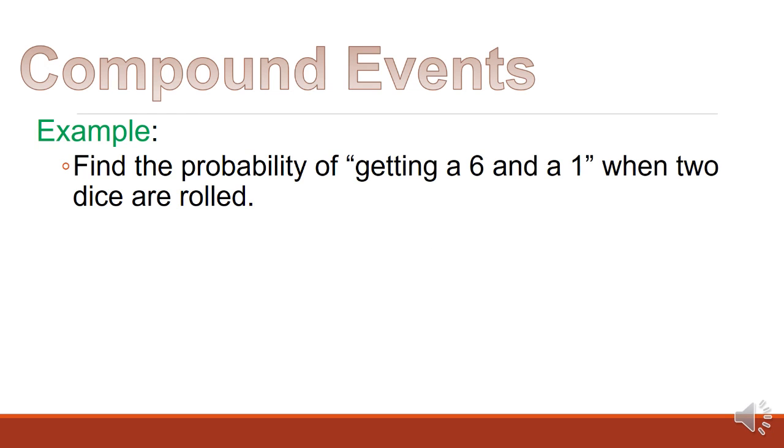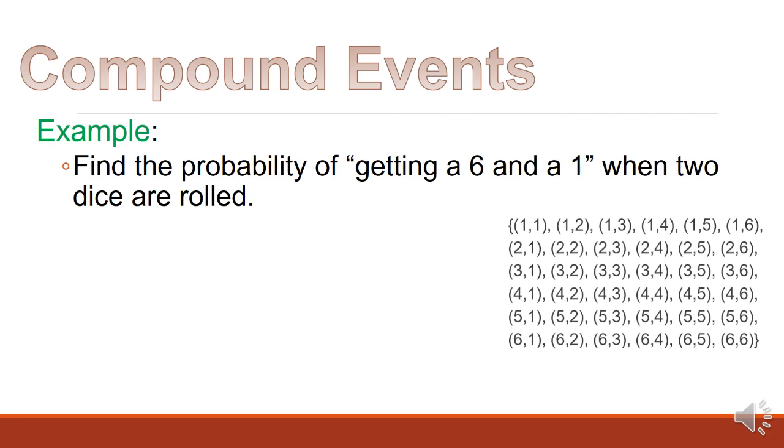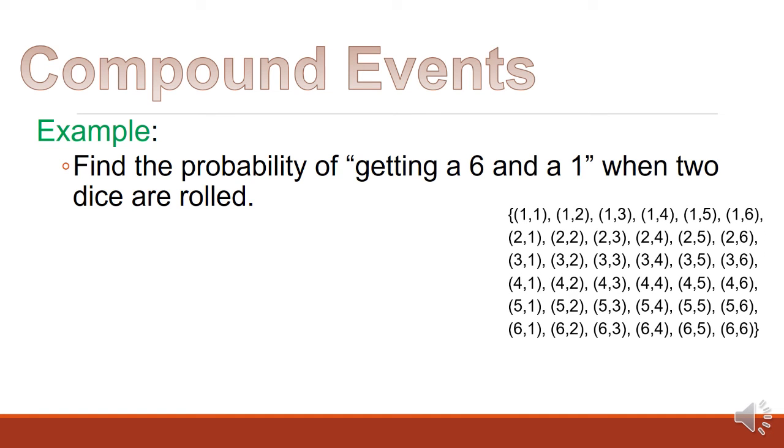Before we use the formula, let's first list all the possible outcomes when 2 dice are rolled. So we have here 1 and 1, 1 and 2, 1 and 3, 1 and 4, until 6 and 6. And as you can see, since our events here are getting a 6 and a 1, it only appears twice. So here. Now let's use the formula.